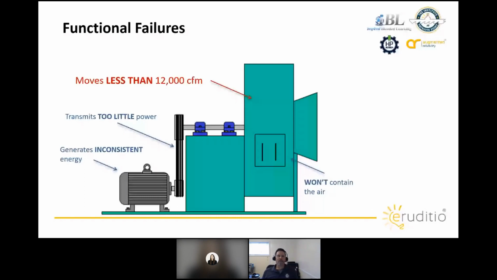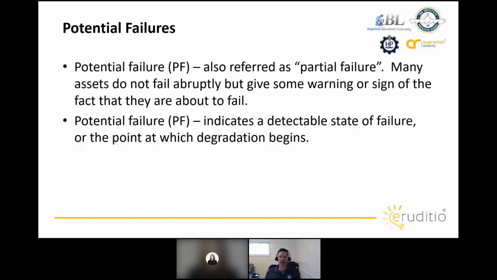Now, where does the PF curve come from? Well, we have something called potential failures, and there's a couple different definitions if you Google it. I figured we'd put these up here to chat through. The first one is partial failure. Many assets do not fail abruptly, but give some warning or sign that they are about to fail. Another definition indicates a detectable state of failure or point at which the degradation begins. And this will all be illustrated on the PF curve next. But what's important here is that the equipment is showing signs or is starting to fail slowly. It is not an abrupt failure.